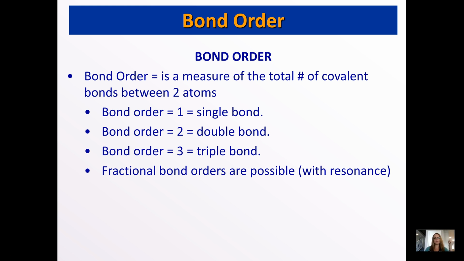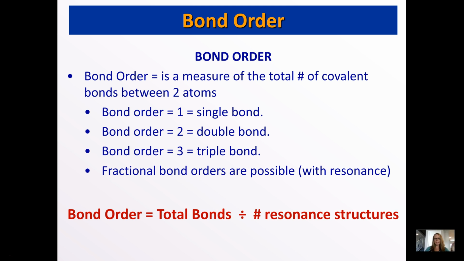How do you figure out bond order? It's very, very simple. You just draw your Lewis structure or structures and take the total number of bonds you see between two atoms in all of the resonance structures and divide it by the total number of resonance structures. Even if you have no resonance structures, you just divide by 1 because there's one structure.